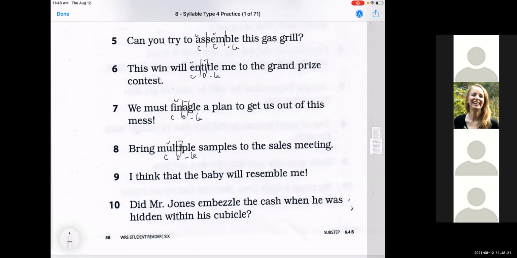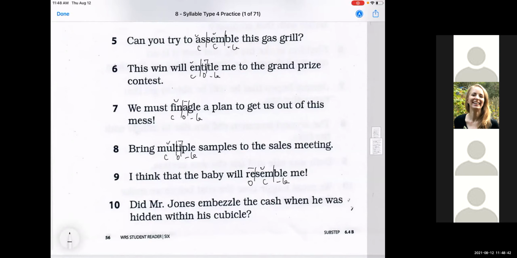Okay, next, number 9. I think that the baby will resemble me. Resemble me. Resemble. Close, agree.